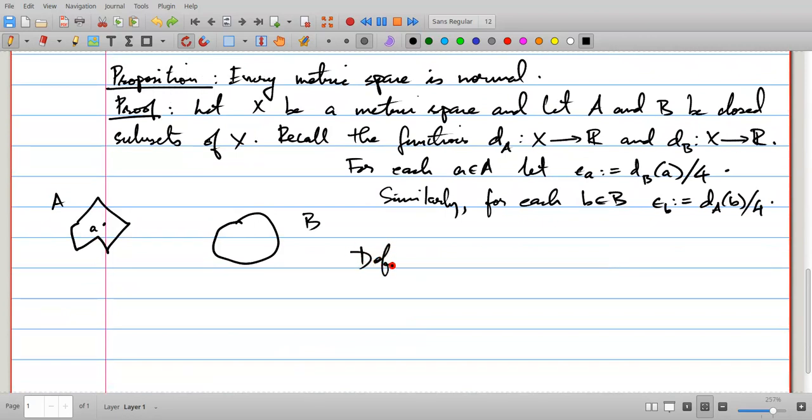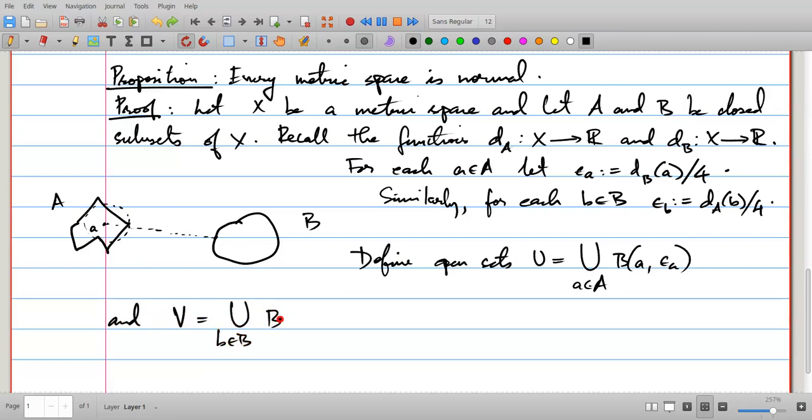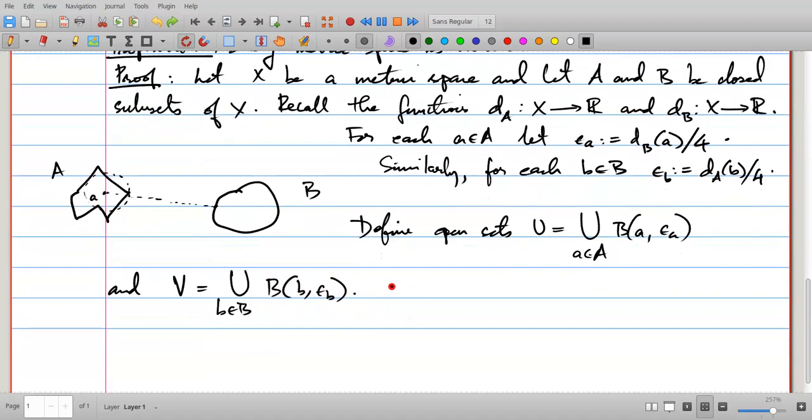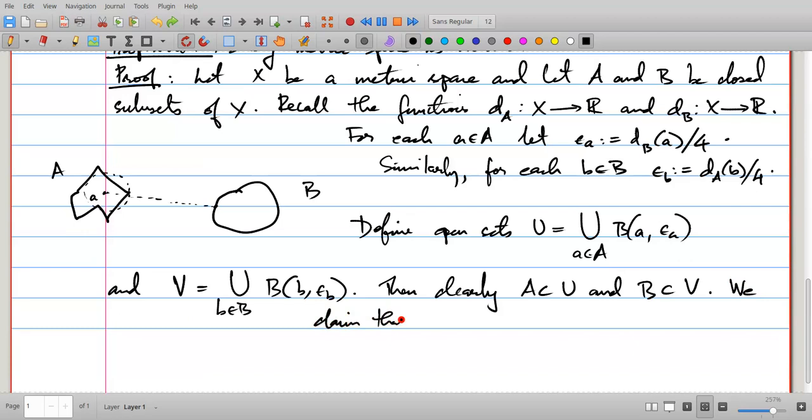So we define open sets. U to be the union over a in A of the open ball around a of radius epsilon a. So for instance here, the distance is probably going to be this length, because this seems to be the closest point to A. And then B(a, epsilon a) is going to be this ball. And we take the union of such balls. And the open subset V to be equal to the union over b in B of B(b, epsilon b). So then clearly A is contained in U and B is contained in V. So we claim that U intersection V is empty.